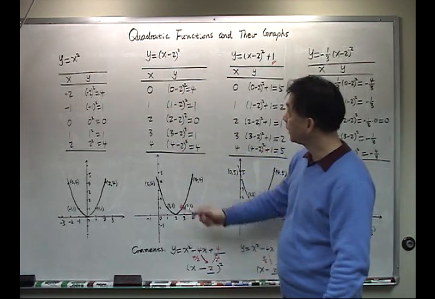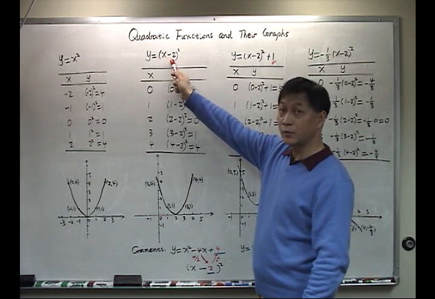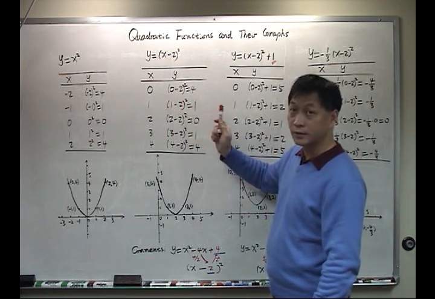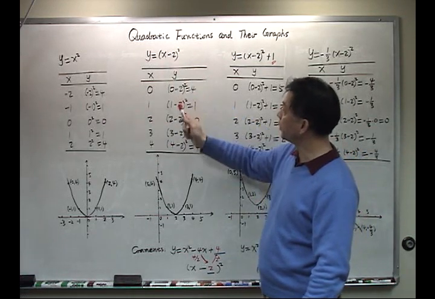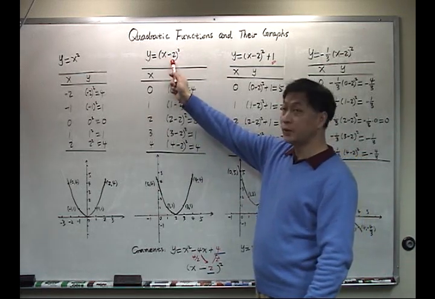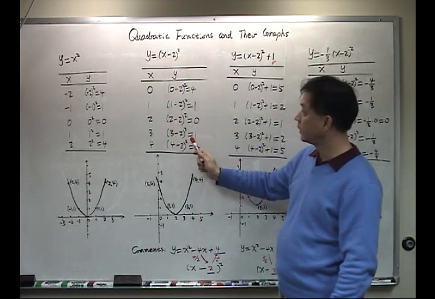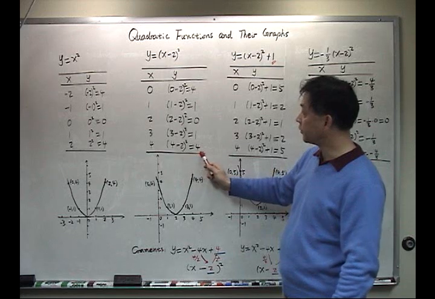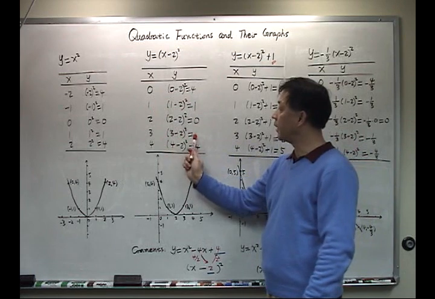Okay? You plug in 1 here. 1 minus 2 is negative 1. Then you square it. Negative 1 times negative 1 is positive 1. You plug in 2 here. 2 minus 2 is 0. 0 squared is 0. You plug in 3 here. 3 minus 2 is 1. 1 squared is 1 times 1, so you have a 1. You plug in 4 here. 4 minus 2 is 2. Square it, which is 4. So you have 0, 4; 1, 1; 2, 0; 3, 1; 4, 4.